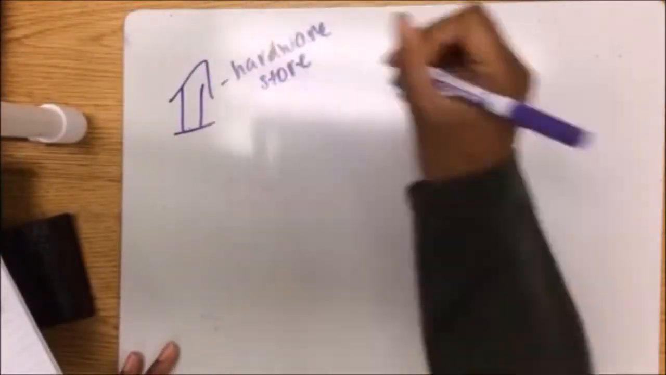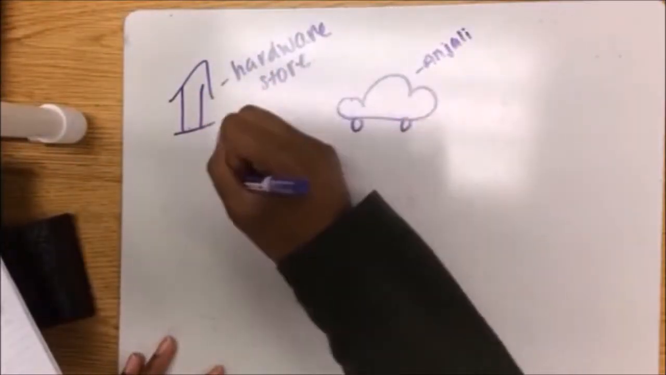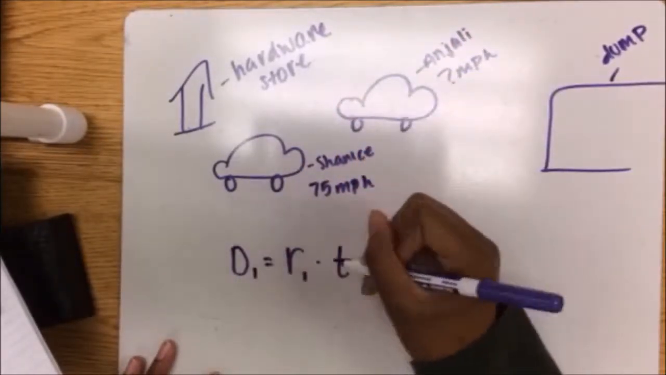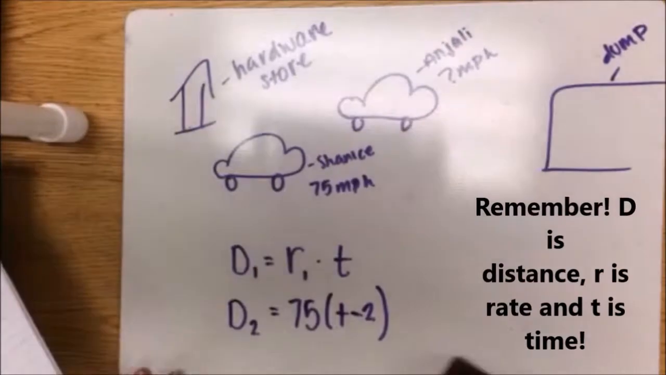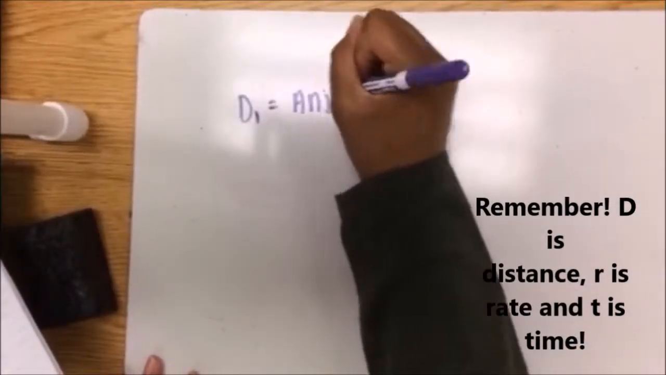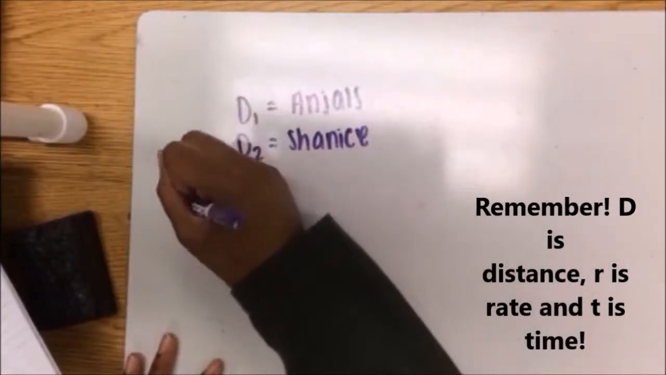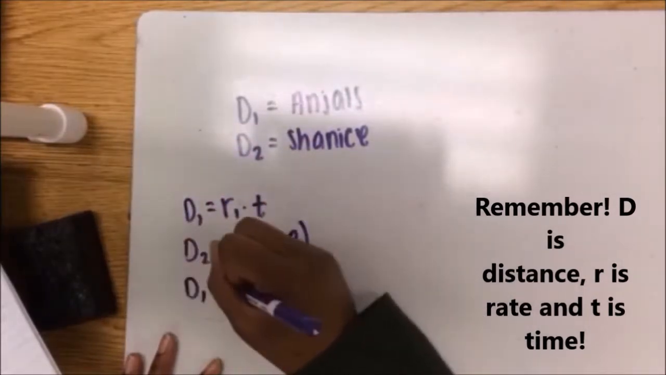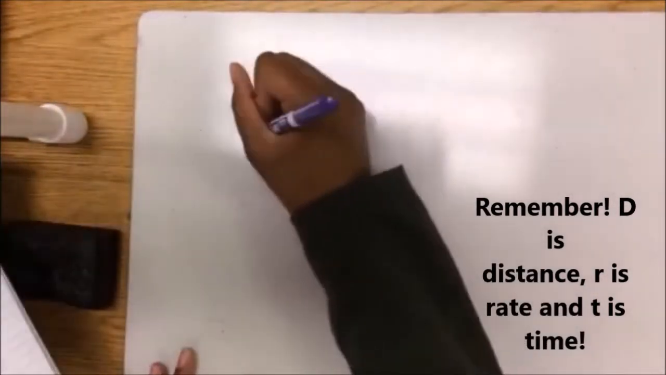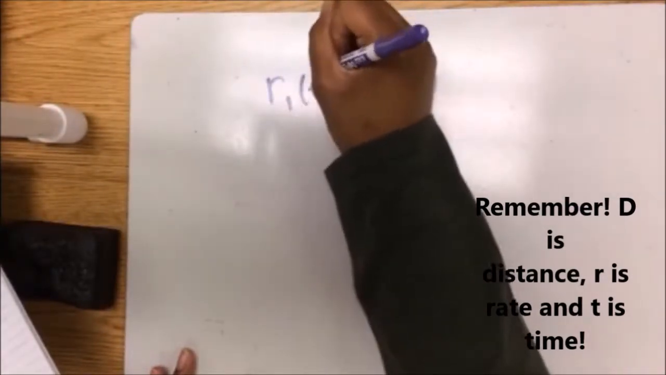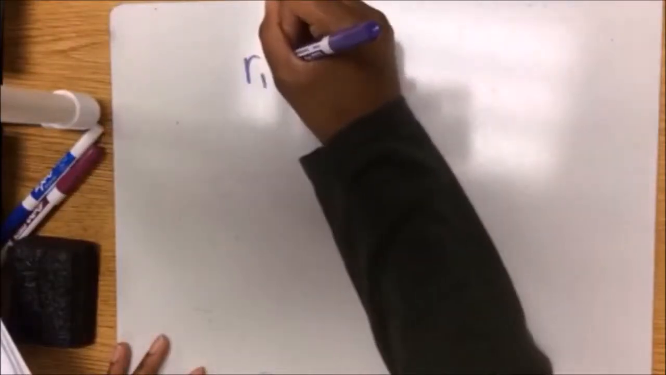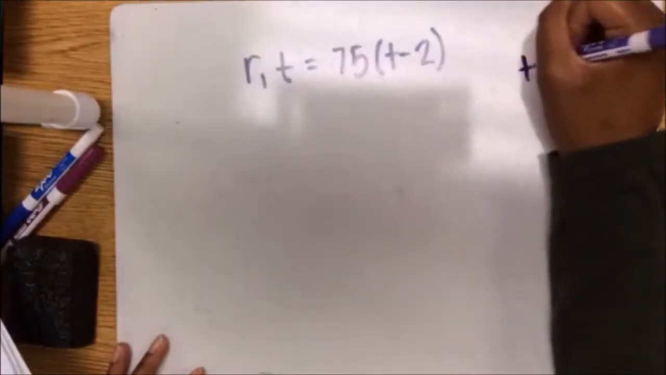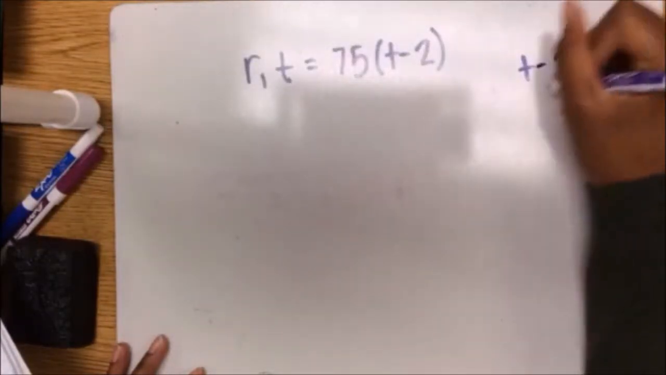First, sketch out the problem so you can get a visual. Now, D1 equals Anjali and D2 equals Shanice. Now, D1 equals R1 times T1 and D1 equals D2. D2 equals 75 times T minus 2. So let's write R1 T equals 75 times T minus 2.